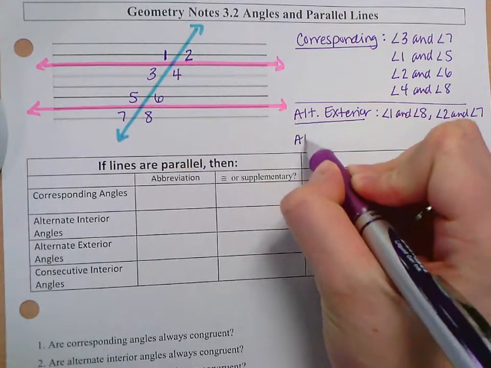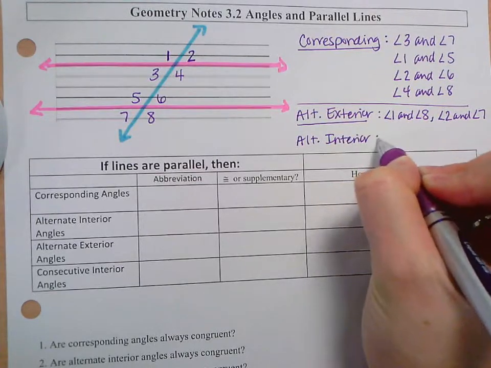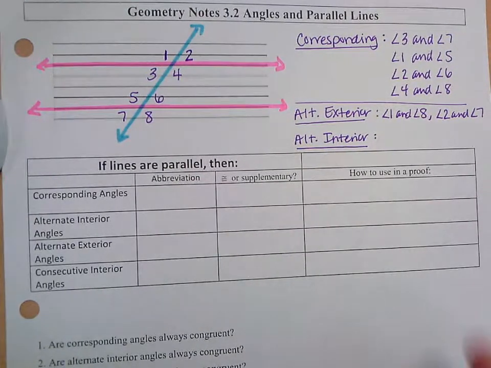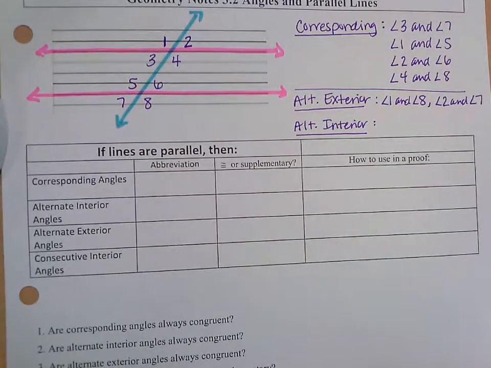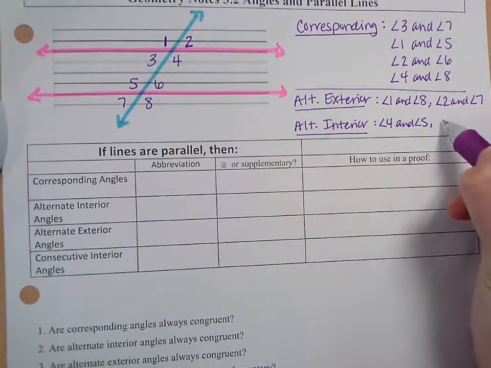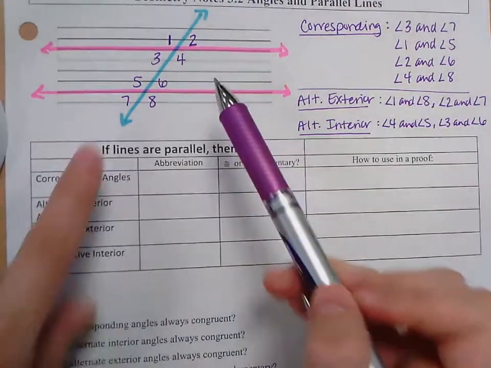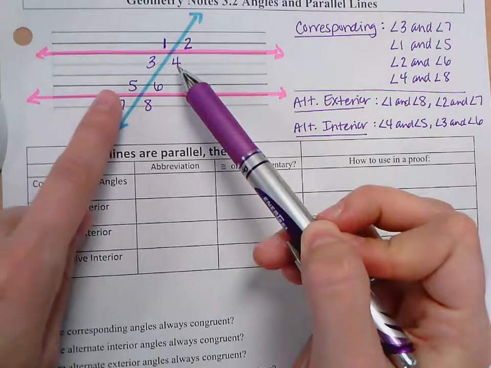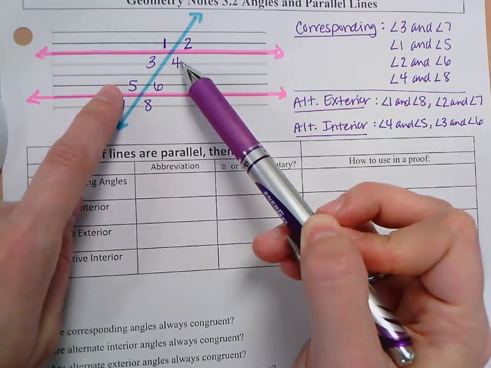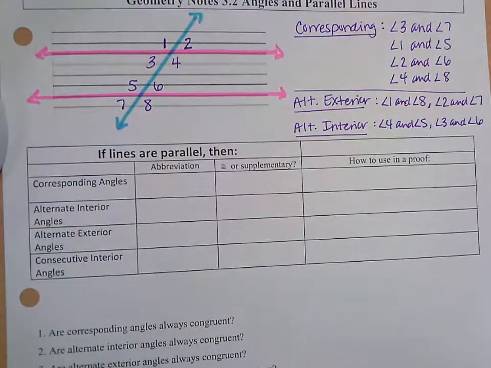What about alternate interior? What's a pair of angles that are alternate interior? Okay. 4 and 5. And then 3 and 6. Okay, so again, opposite sides of the transversal, the blue line on my picture, but inside of the pink lines, interior. So 4 and 5, 3 and 6.